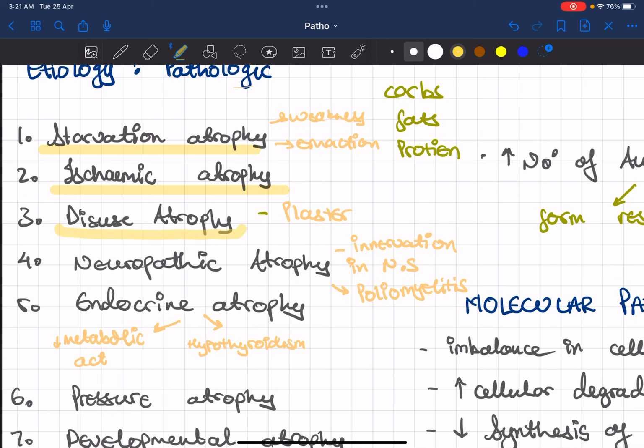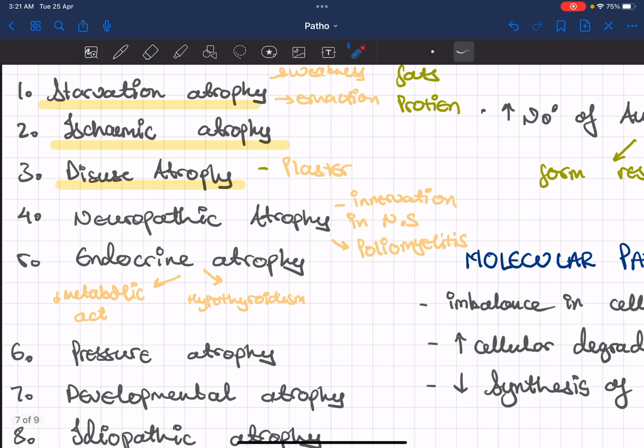Then we have disuse atrophy. Disuse atrophy is again pretty self-explanatory, because if you don't use a thing properly or for a long period of time, it is not going to develop properly, right? So when we have a plaster, that limb or that hand is going to stay fixed for a long period of time, and those cells are not going to work properly, so they will not be growing that fast.